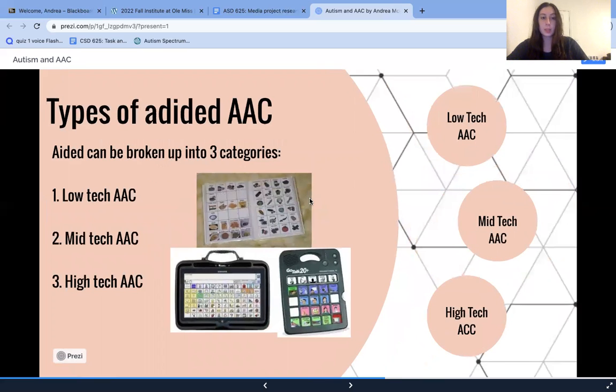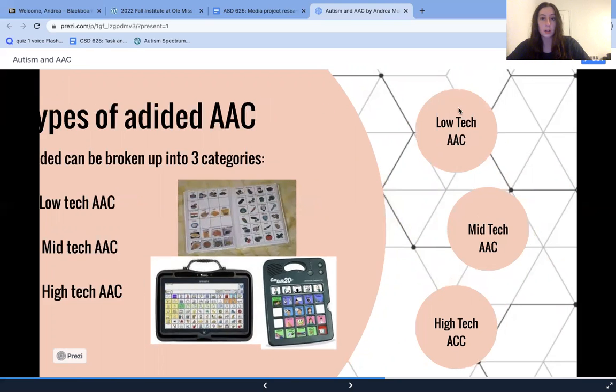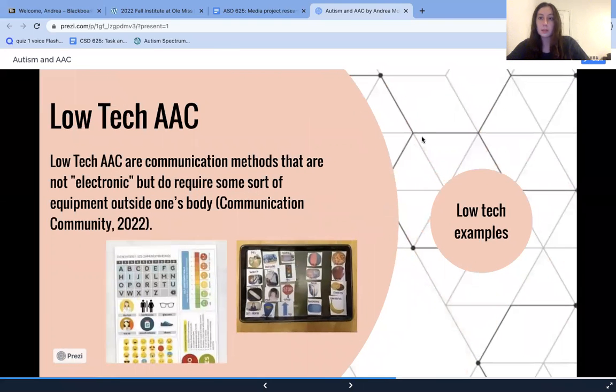Okay. So aided AAC can be broken up into three separate categories. We have low tech, mid tech, and high tech AAC. So we're going to start off with our low tech. Okay, so what is low-tech AAC? They're communication methods that are not electronic, but do require some sort of equipment outside of one's body.